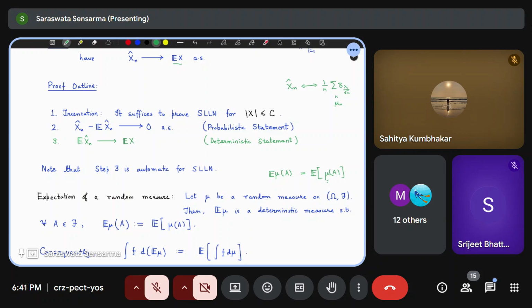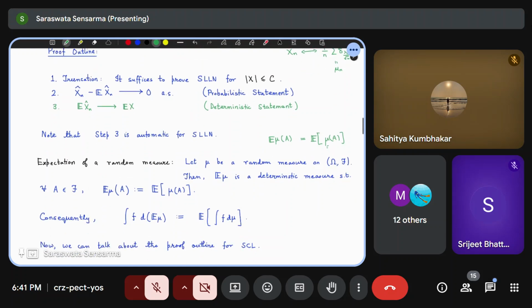I've written it down already. So for any random measure mu, this will be a deterministic measure which has this property, and consequently, for any function f, if you integrate with respect to this expectation measure, that would be the same as integrating it first and then taking expectations. Okay.